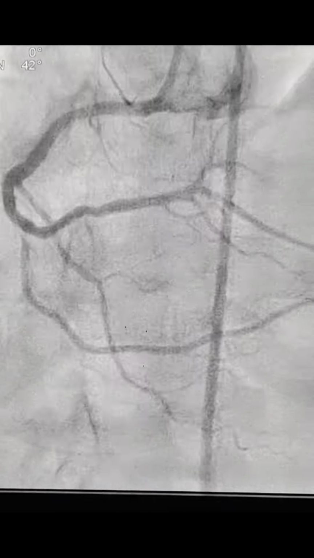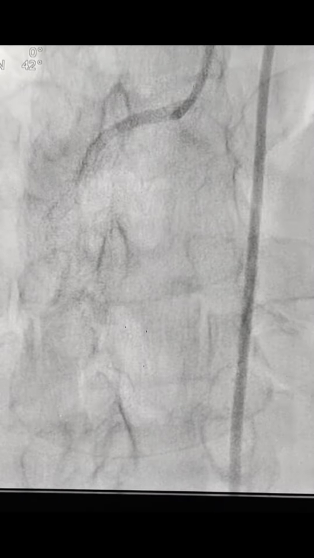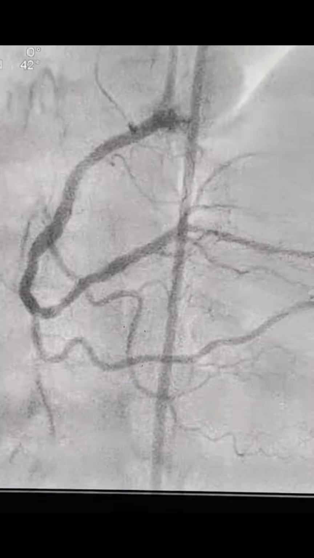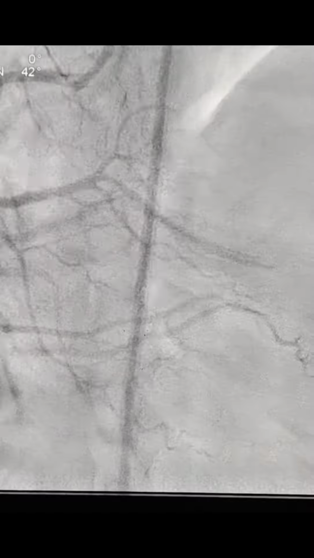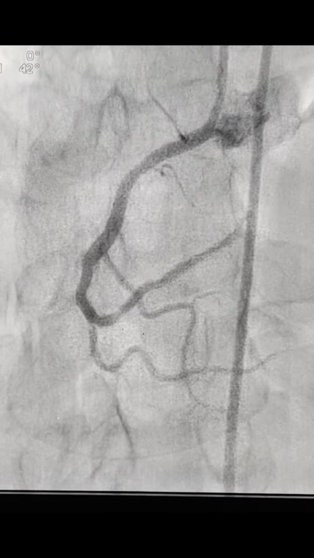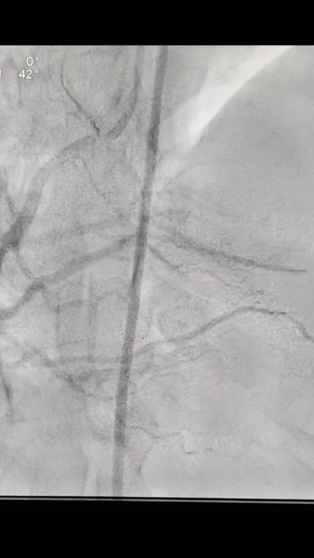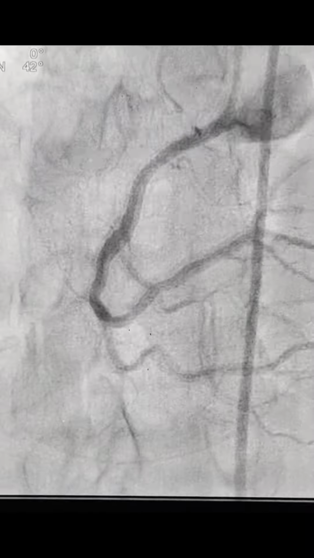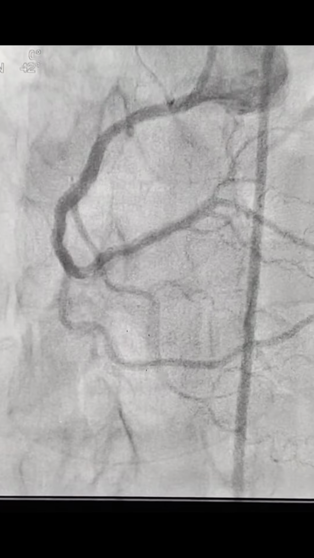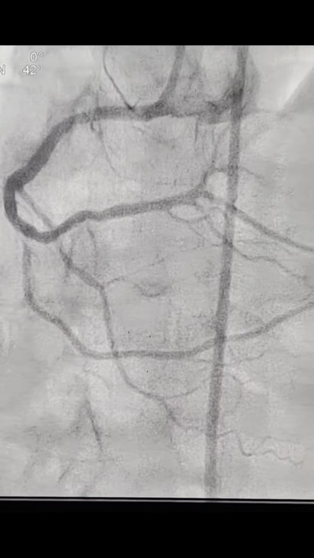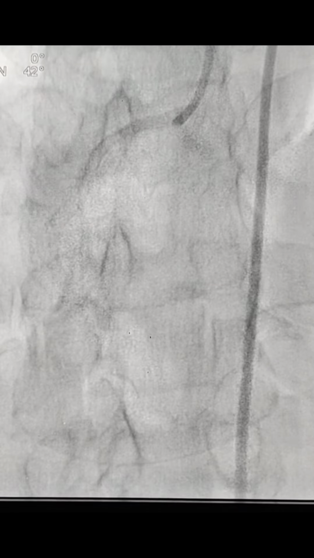And this is a cranial view, and you could see everything has opened well. Then we have given the tirofiban, Nicorandil, everything, and the patient's chest pain has relieved. So this was the primary angioplasty to the RCA, presented within 2 hours of chest pain, and we got TIMI 3 flow.